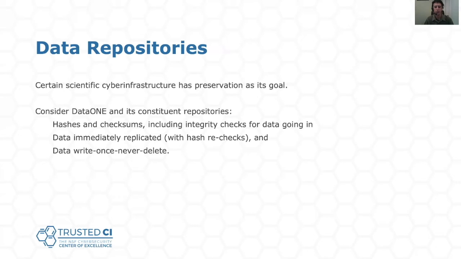Scientific cyberinfrastructure that tends to set the gold standard for addressing integrity is that which is designed specifically with preservation as a goal. Consider Data 1 and its constituent repositories. Hashes and checksums are used immediately upon ingest. Data is immediately replicated with the hash of the replicated object checked upon replication. Hashes are stored separately from data, and the data is write once, never delete.